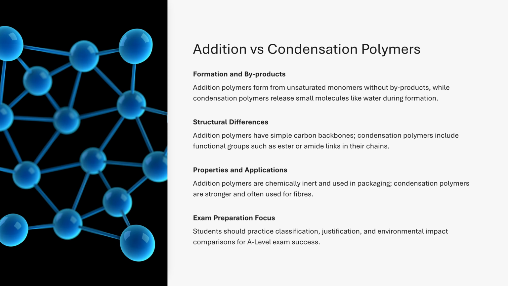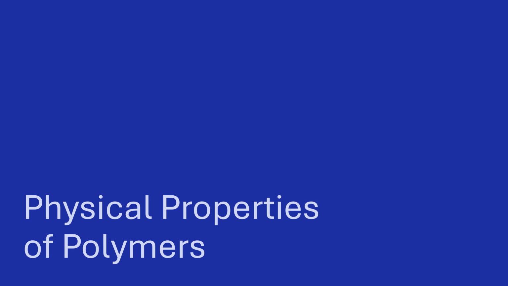Structurally, addition polymers usually have simple carbon backbones, while condensation polymers contain functional groups within the chain, such as ester or amide links. These differences lead to distinct properties and uses. For example, addition polymers are often chemically inert and used for packaging, while condensation polymers may be stronger and used for fibers.